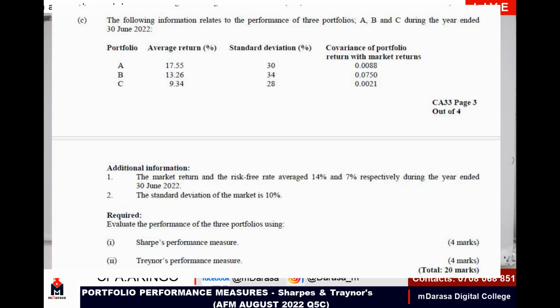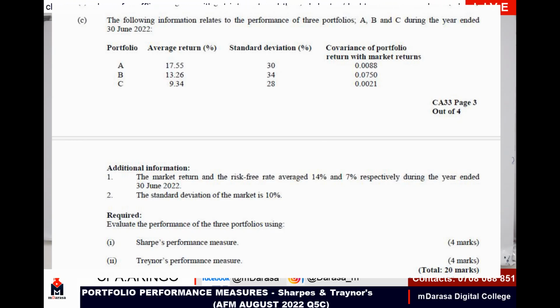Going through this question, a good examiner is telling us that the following information relates to the performance of three portfolios, that is A, B, and C, during the year ended 30th June 2022. I'm given the average return of the portfolios, and the standard deviation for each portfolio. Then a good examiner has given us the covariance of portfolio returns with market returns, correct?